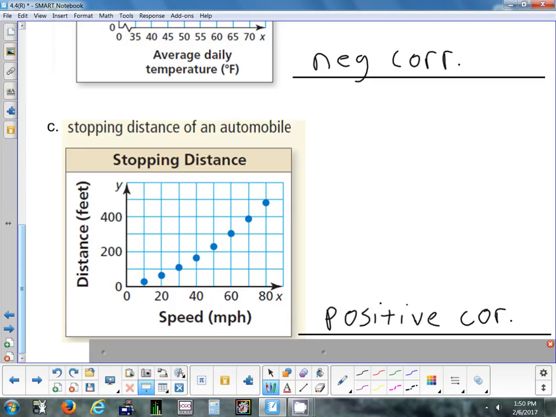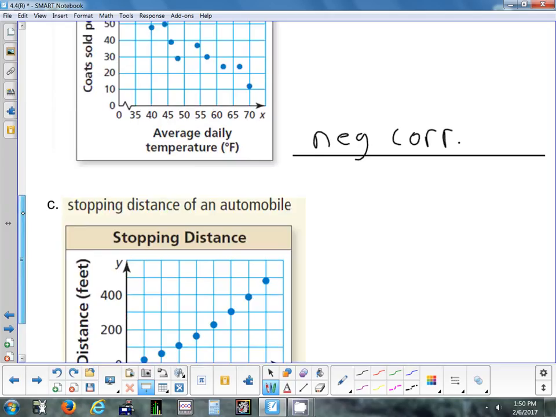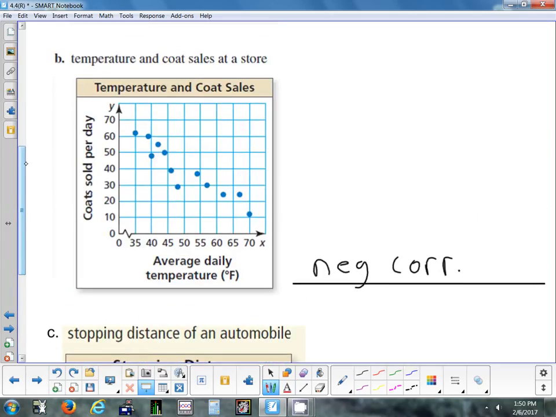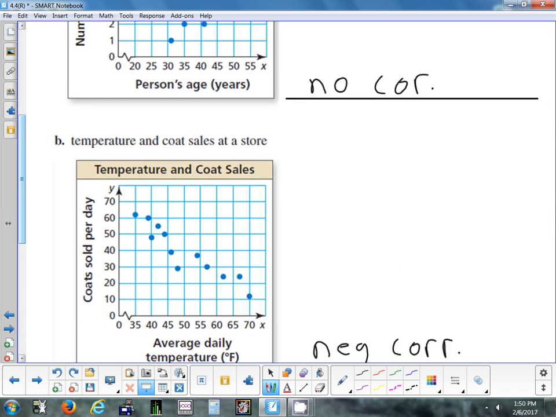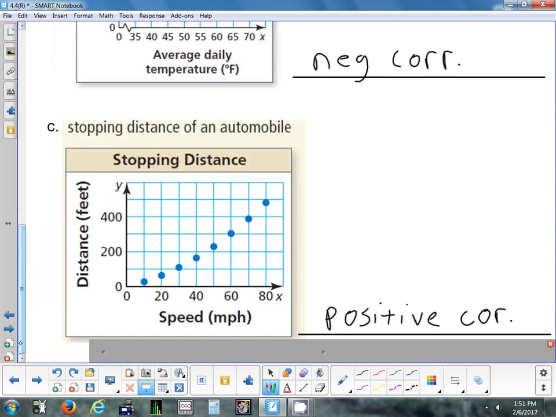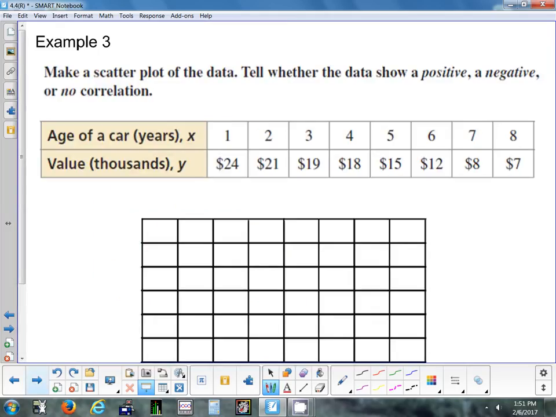Okay? Things like that. Okay, any questions on that one? Okay, so there's an example of a positive correlation, negative correlation, and no correlation. Now, again, the book gave you the table, or they gave you the scatter plot. Okay, so you didn't have to make it. Let's take a look at this one.